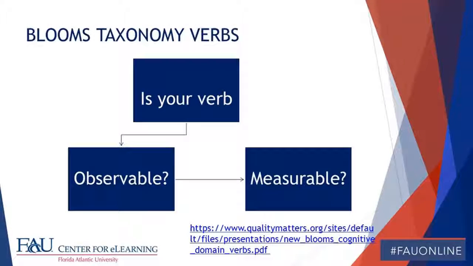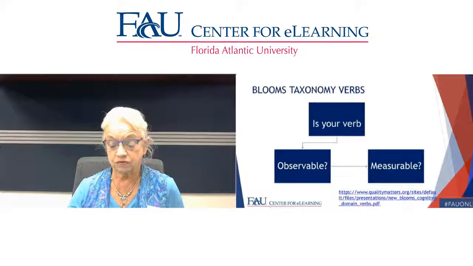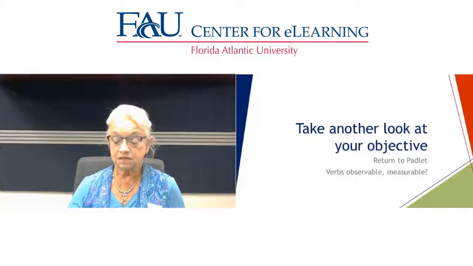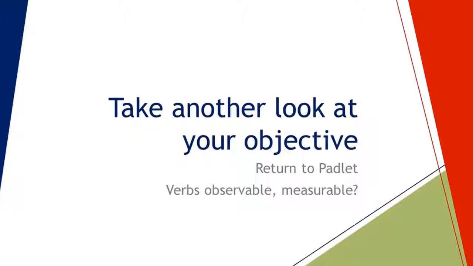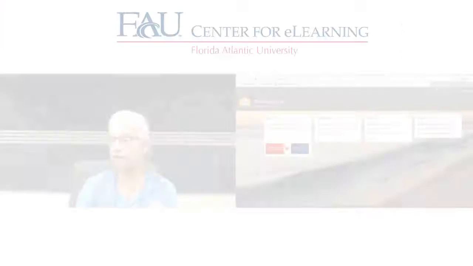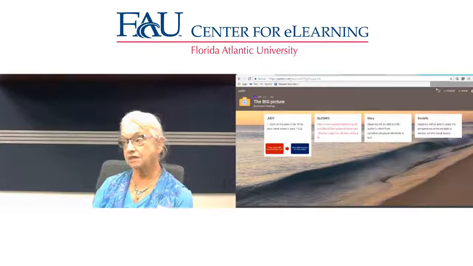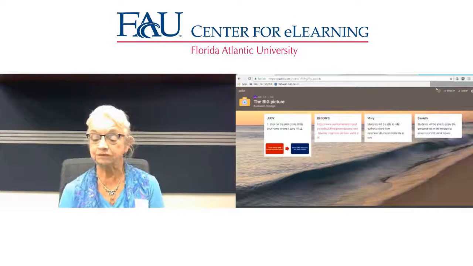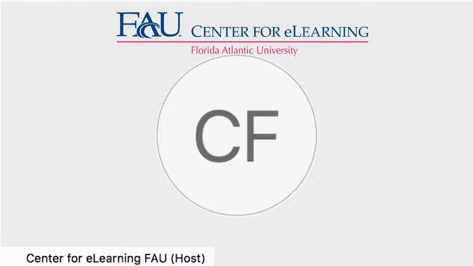So let's go back and take a look, and I've got the Blooms, and I'll show you that when we get on there, when we go back into the web browser. But the Blooms taxonomy verbs, think about that list and think about the verbs you have. Is what you've put in there observable and measurable? So we'll go back to the Padlet and take another look. Is your verb observable and measurable? Mary has infer. Mary, is that observable for you?